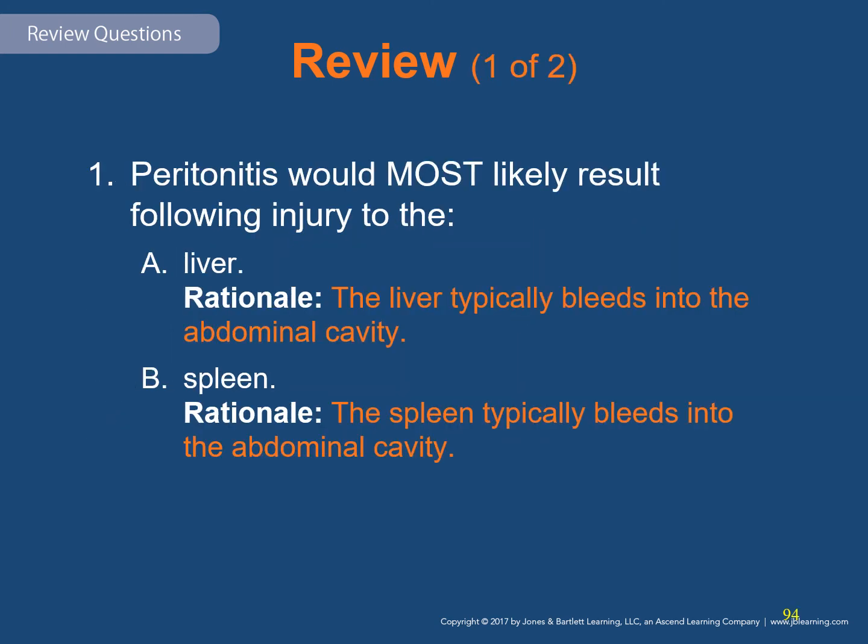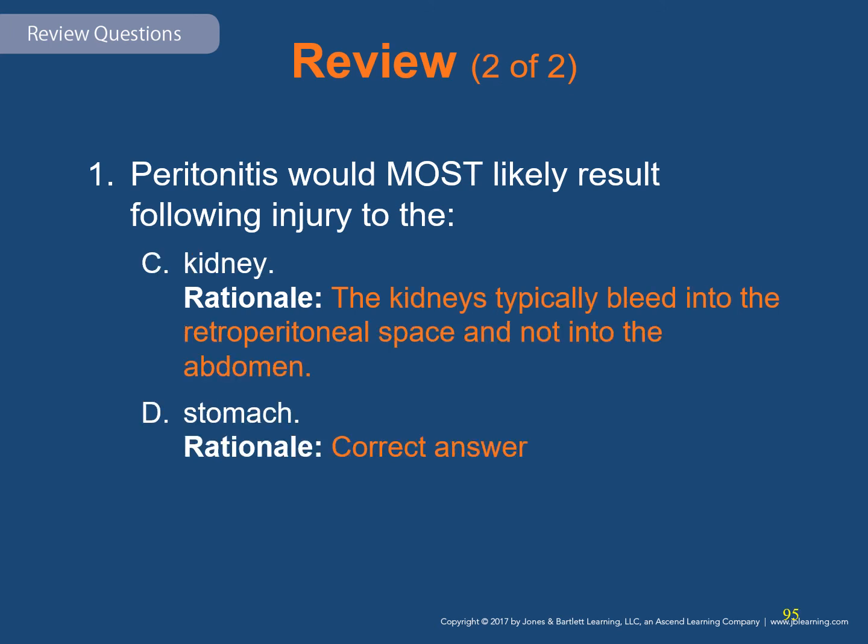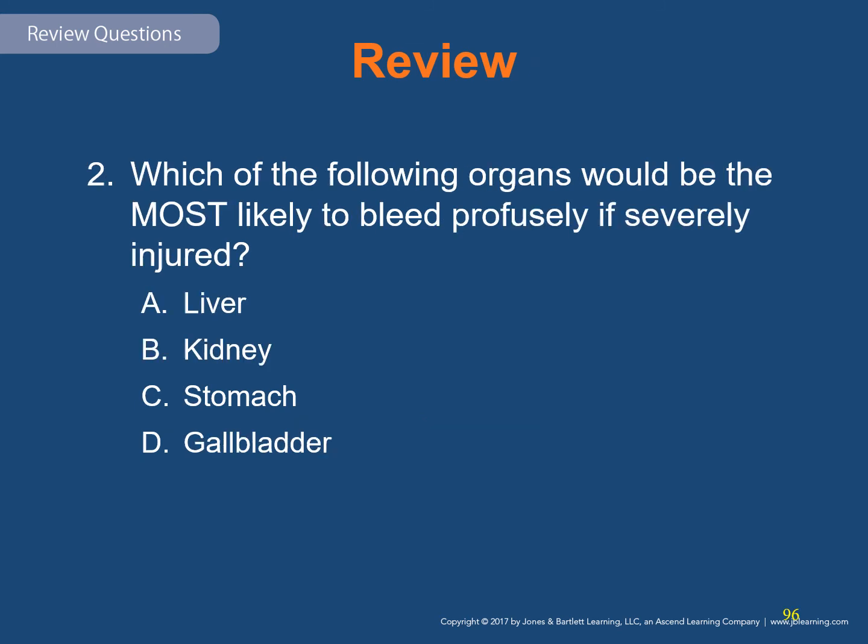Liver. The liver typically bleeds into the abdominal cavity. The spleen typically bleeds into the abdominal cavity, although the spleen does hold bile contents, so it can irritate the inner lining of the abdominal cavity. Kidneys. The kidneys typically bleed into the retroperitoneal space and not into the abdomen. D is the correct answer.